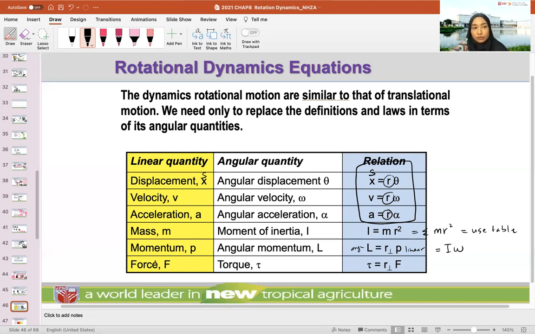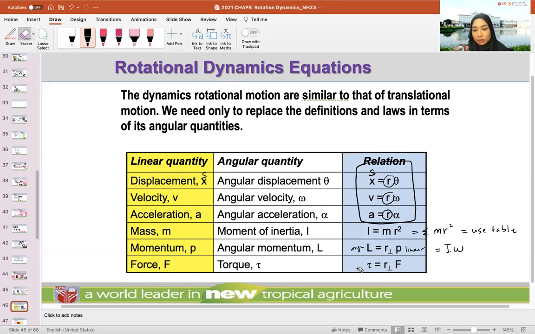Torque is equivalent to force in linear quantity. Torque is related to F by torque equals rF. Yang ni ditulis r perpendicular to F kan? But it can be r perpendicular F, or r F perpendicular. Asalkan ada satu komponen, asalkan ada satu kuantiti yang perpendicular, sebab dia cross product. Okay? Mana-mana pun boleh asalkan perpendicular, salah satu.